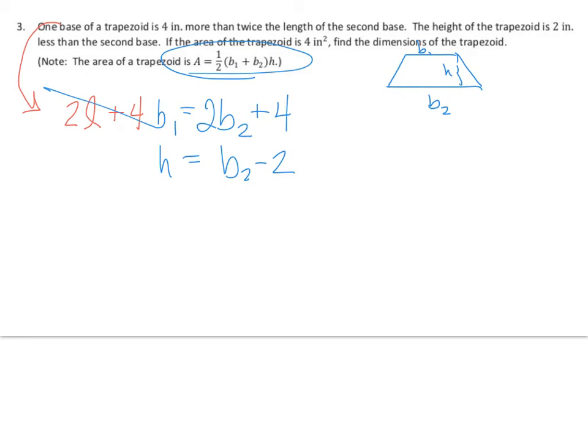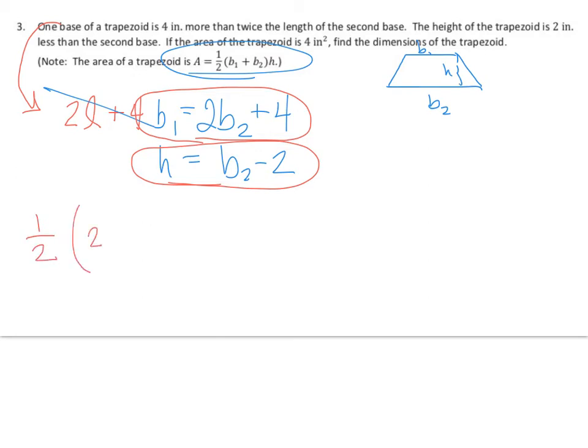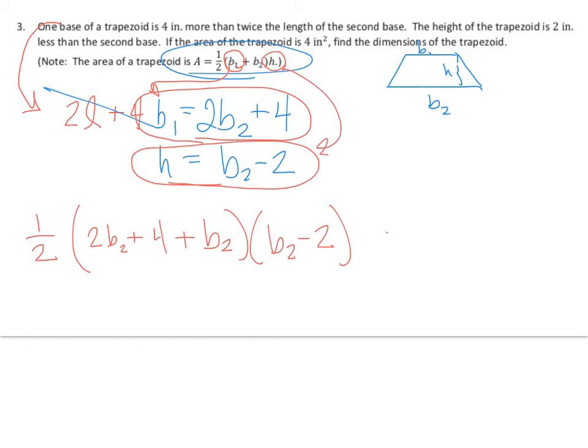All right, so we know base 1 is 2 times base 2 plus 4. Height is base 2 minus 2. The area is 4 inches squared. So let's go ahead and replace everything. Substitute. I've got 1/2 times (2 base 2 plus 4 plus base 2) times h. I just substituted base 1 for that and h for that. And that is equal to 4.